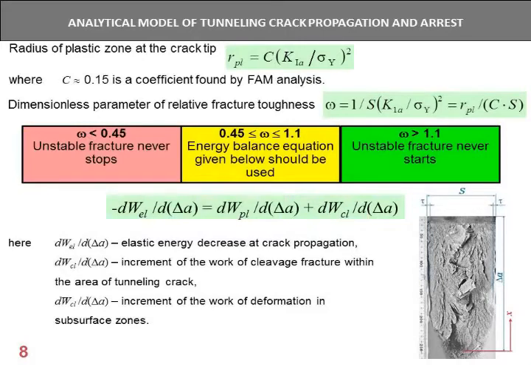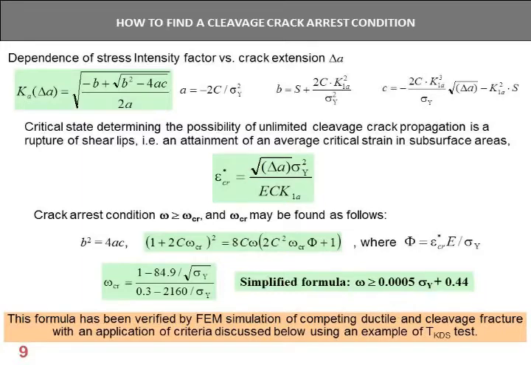This correlation is based on our analytical model of tunneling crack propagation and arrest, verified by FEM simulation. We have introduced a dimensionless parameter of relative fracture toughness omega, used in the energy balance equation of a tunneling crack. The elastic energy decrease at crack propagation is equal to the sum of increments of the work of cleavage fracture within the area of tunneling crack and of the work of deformation in subsurface zones of shear lips. The event of a crack arrest is associated with the rupture of shear lips on attainment of an average critical strain in subsurface areas. The simplified crack arrest condition has been formulated.